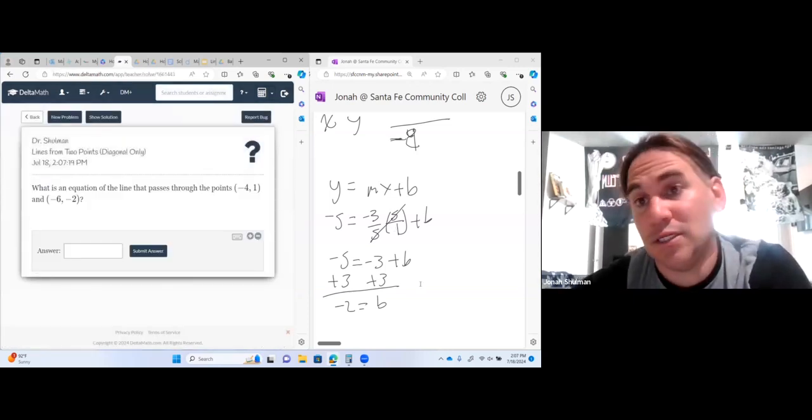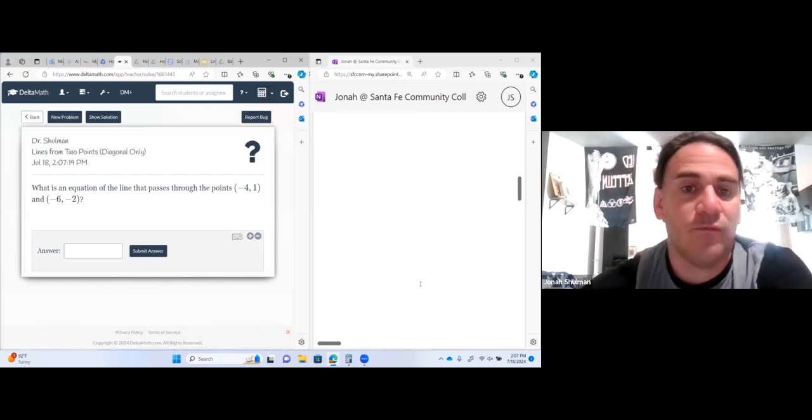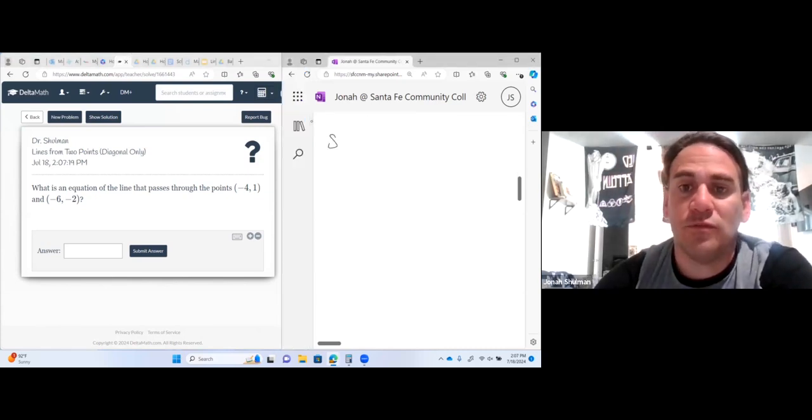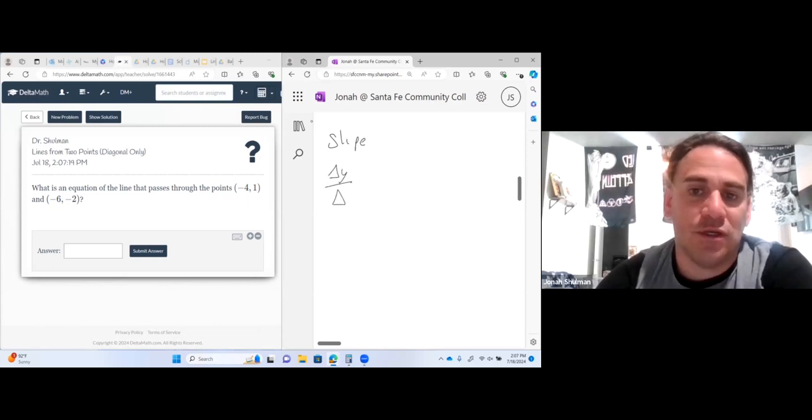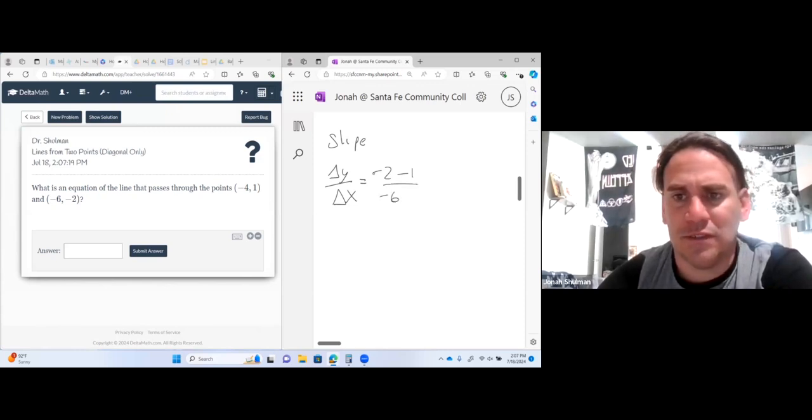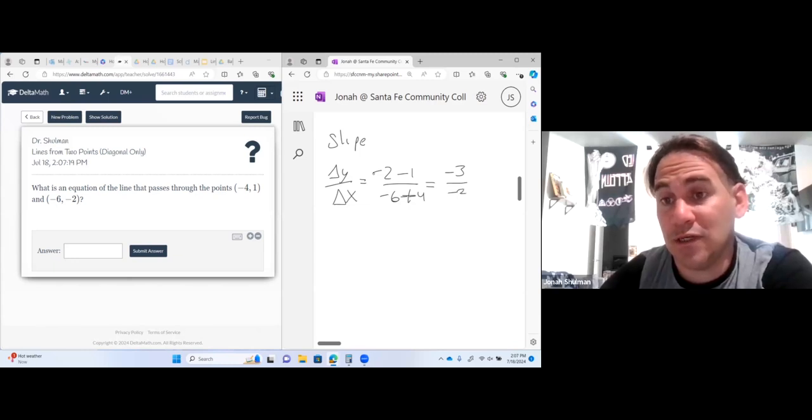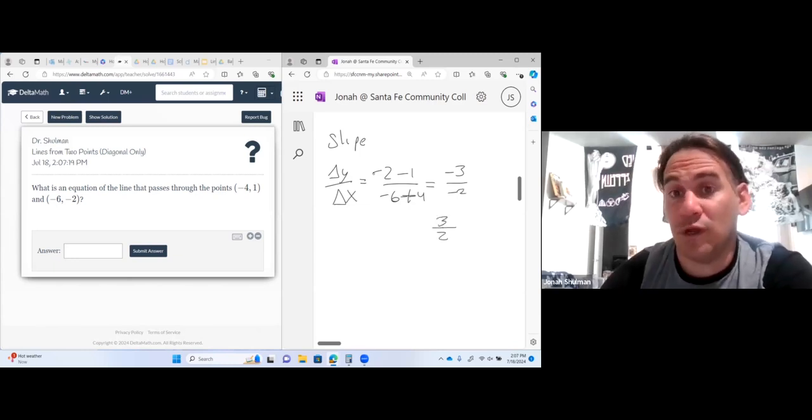This is like a combination of all the problems that we've already done. We first have to find the slope, since they don't give it to us. Remember, it's change in y over change in x. So y2 minus y1 is -2 minus 1, and your change in x is -6 minus -4. -2 minus 1 is -3, over -2. A negative divided by a negative is 3/2 or 1.5, whatever you prefer.